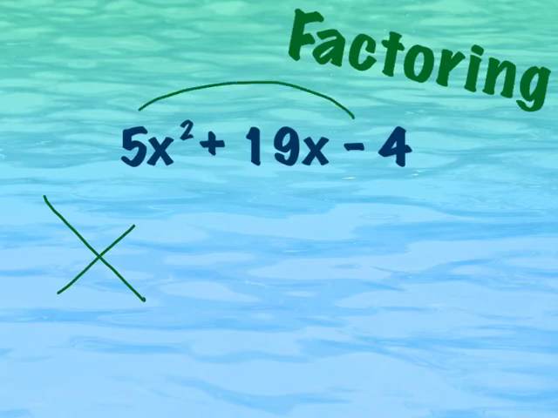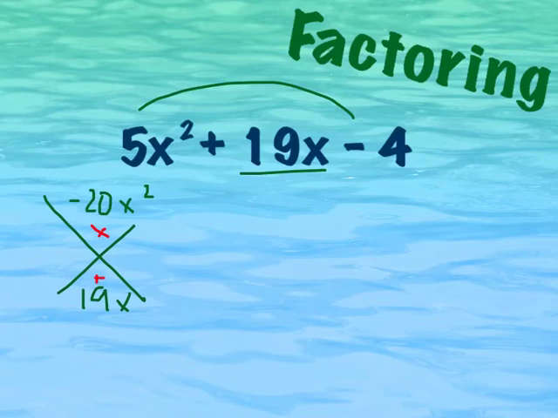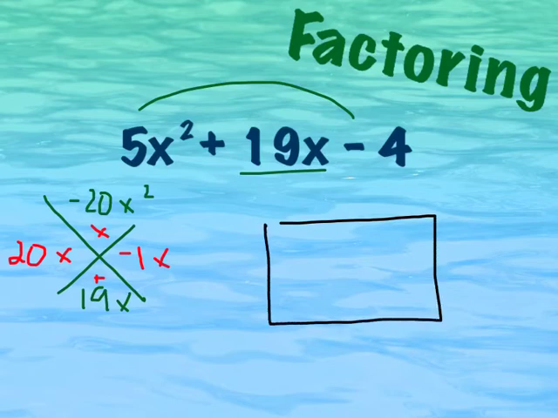We'll multiply together our first and last terms and get negative 20x squared on the top, and our middle term goes down to the bottom. We are now looking for two numbers that multiply to be negative 20 but add together to be 19, and that will be 20x and negative 1x. Our x is done. It's called the Xbox method, so let's move on to our box.